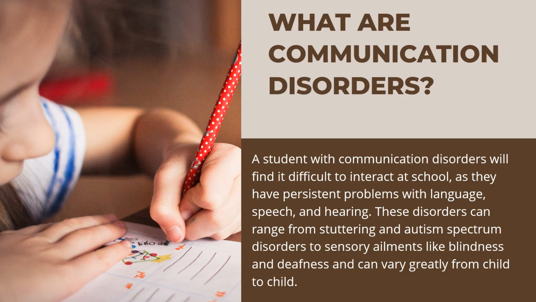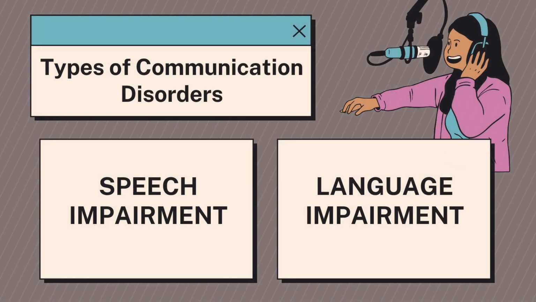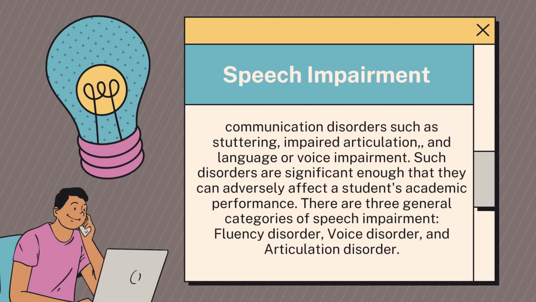Now, there are two types of communication disorders, namely speech impairment and language impairment. Speech impairment is a communication disorder such as stuttering, impaired articulation, and language or voice impairment. Such disorders are significant enough that they can adversely affect a student's academic performance. There are three general categories of speech impairment, namely fluency disorder, voice disorder, and articulation disorder.